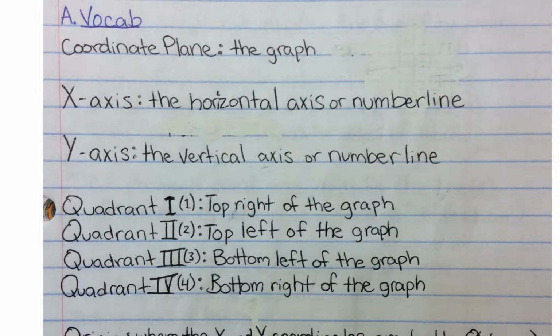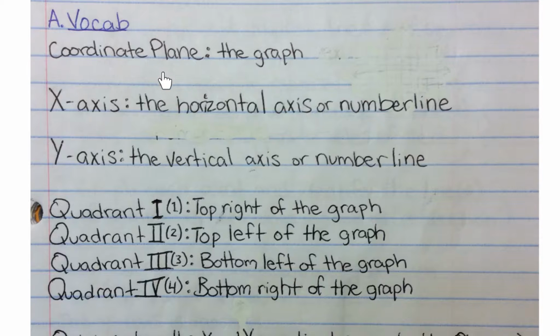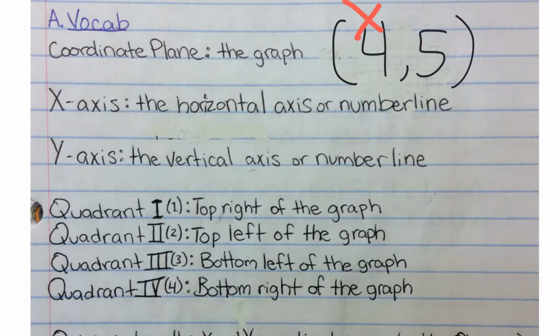So first off, vocab. Coordinate plane, like you've heard me say before, coordinate plane just means the graph itself. And the x-axis, which you recall when we talked about the ordered pairs, like for example here's an ordered pair. We have 4, 5, where the first value is your x-coordinate. Your second value there is your y-coordinate. And you remember the x-coordinate is horizontal. So, putting all that together, we know that the x-axis is the horizontal axis on the number line. The y-axis is the vertical axis on the number line.